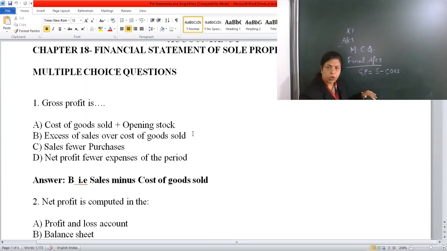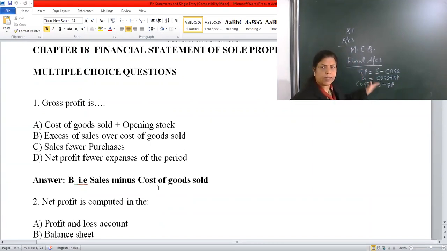Or if you want to find out the gross profit, you can use this formula, that sales minus cost of goods sold. Now transpose this formula. If you want to calculate S, then the formula is COGS plus GP. And if you want to know COGS, cost of goods sold, the formula is sales minus GP. Okay, so with the help of one formula, we can calculate 3 things. Now, next question. Got it?